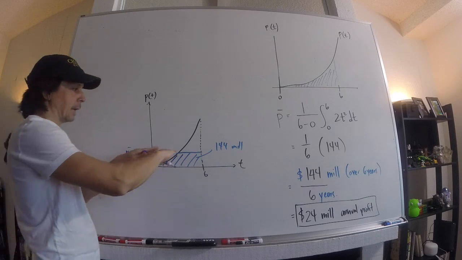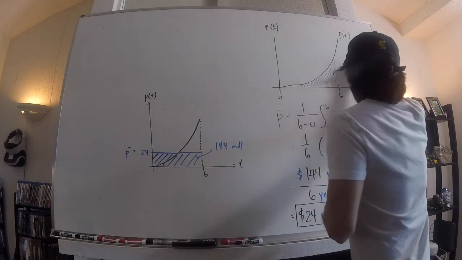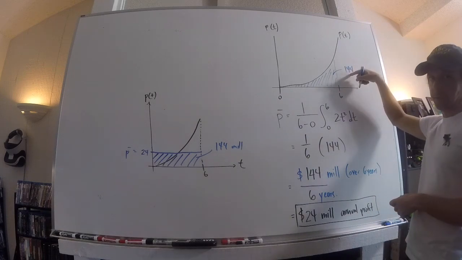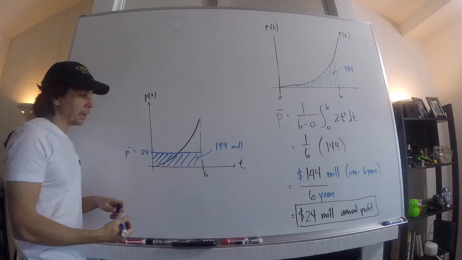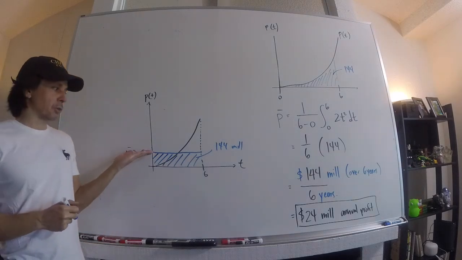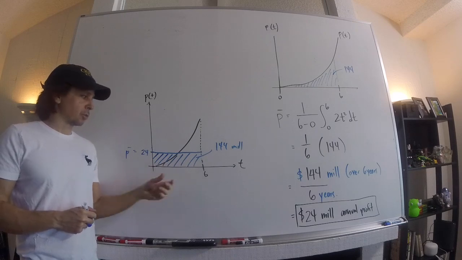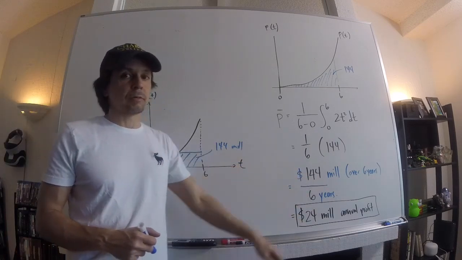And so that area of that rectangle is identical to that area. So this $144 million is represented by that area. This is giving the same area over that span in time. All right, that's the geometrical interpretation: just a rectangle of length 6 with a height of 24 gives you an identical area as that 144.